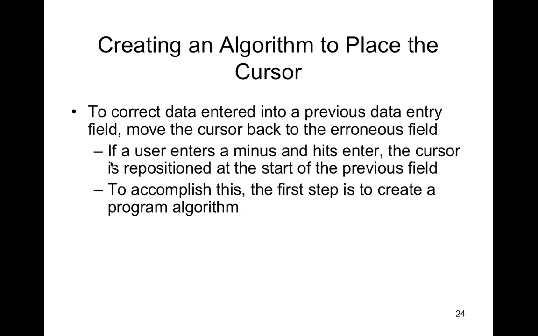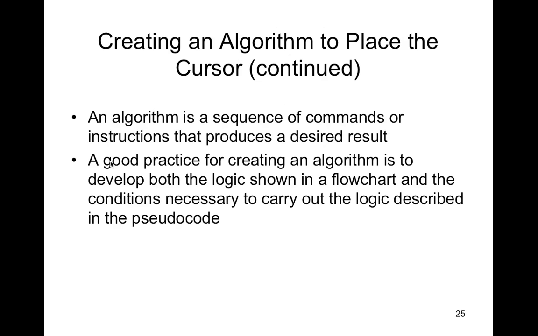So it seems kind of like an old style thing, but people still do this today. So in order to place the cursor, to correct data perhaps entered from previous data entry, move the cursor back to some sort of an error field, or use it for a menu selection as I just went through. So if the user enters a minus and hits enter, the cursor is repositioned at the start of the previous field.